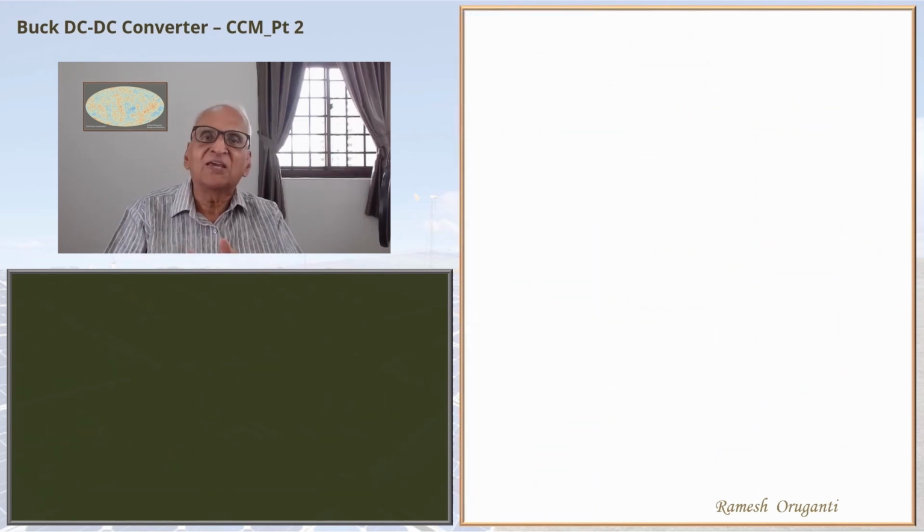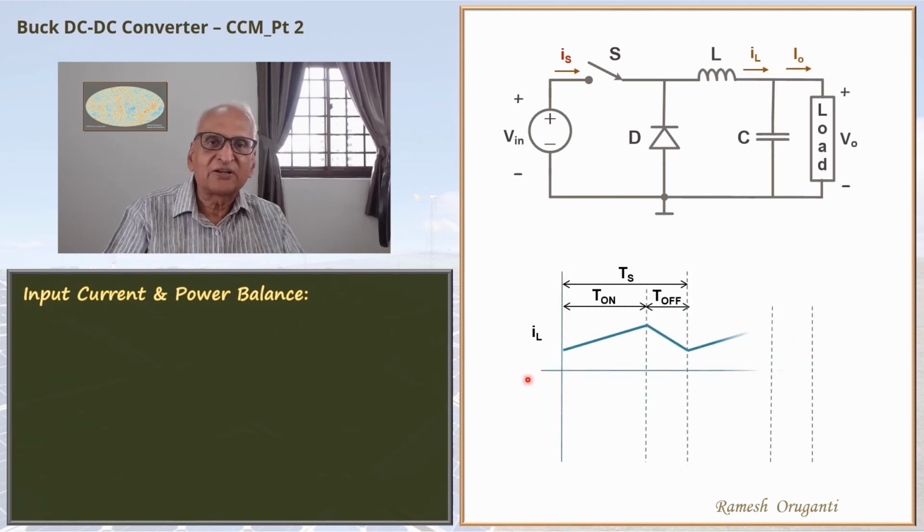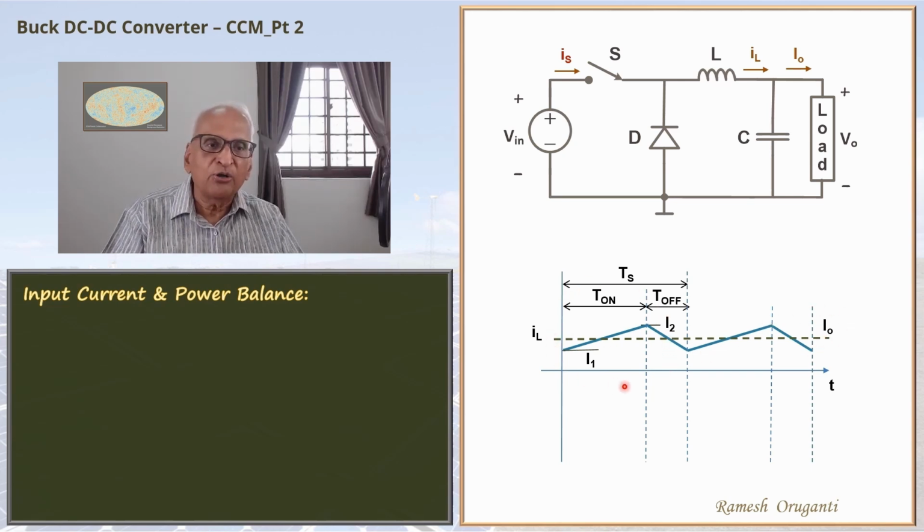Next we will see the input current and the input-output power balance. I have plotted the inductor current waveform again here. The average of that is the output current. And the inductor current during the on interval, that is the switch current. I have plotted the switch current here.